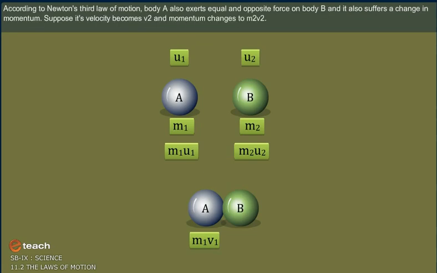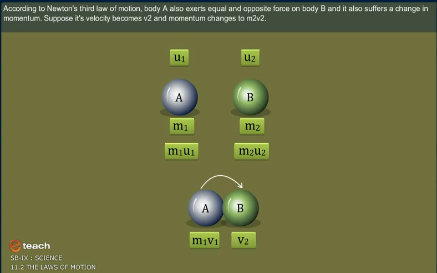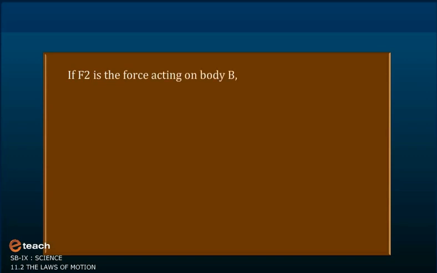According to Newton's third law of motion, body A also exerts equal and opposite force on body B, and it also suffers a change in momentum. Suppose its velocity becomes v2 and momentum changes to m2v2. If F2 is the force acting on body B, F2 is equal to minus F1. So m2a2 is equal to minus m1a1.